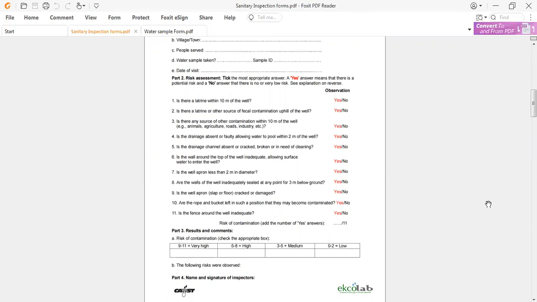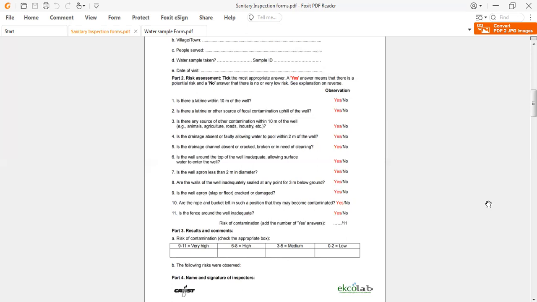So if the well wall has not been sealed, it means runoff can enter your well. So it's a yes. Question 9: is the wall cracked or damaged? This is the barrier that was built up. If yes, then water can still enter the well.